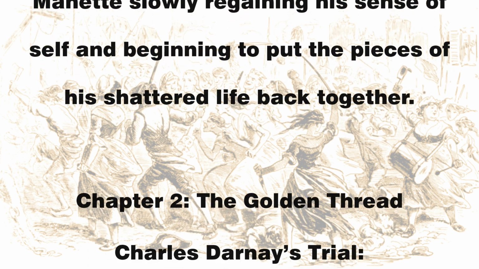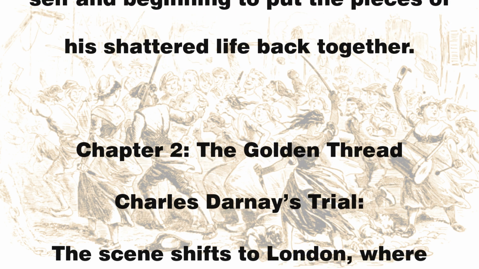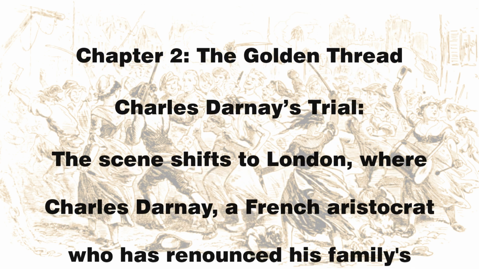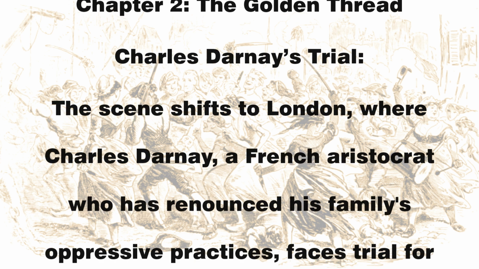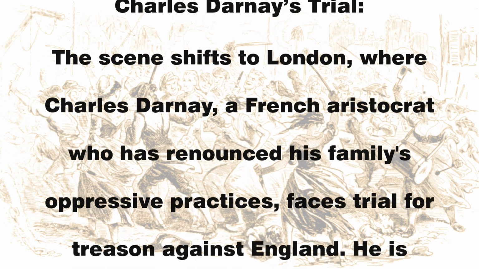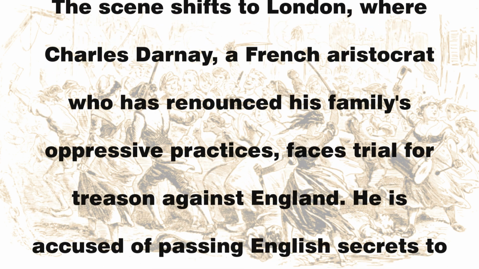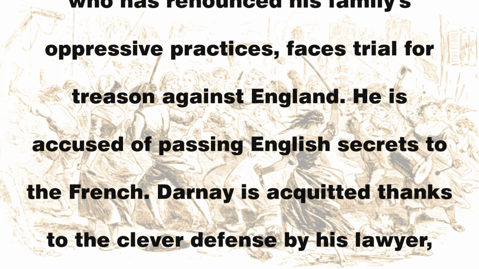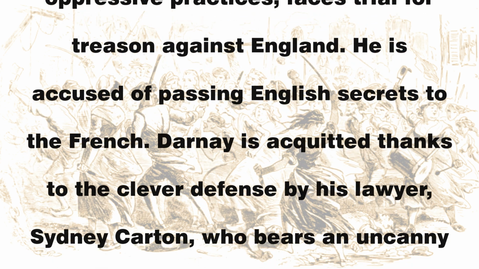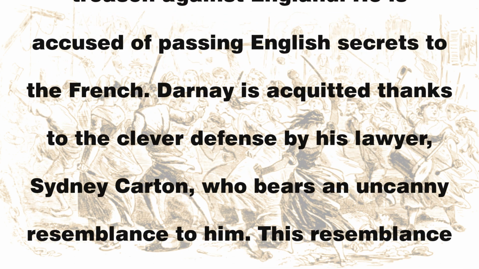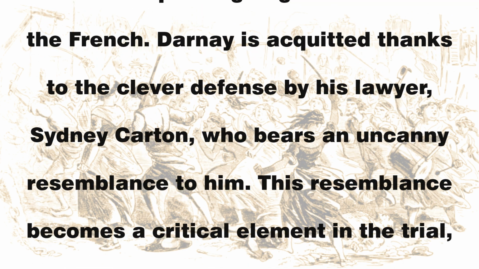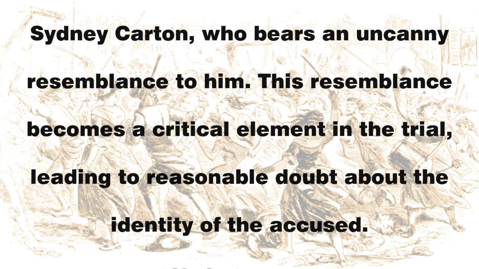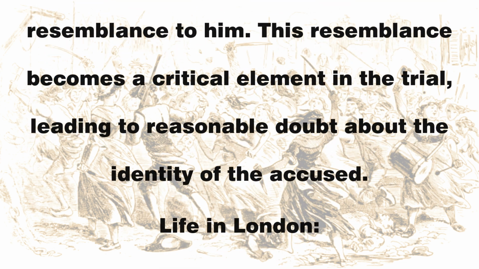Chapter 2, The Golden Thread. Charles Darnay's trial. The scene shifts to London, where Charles Darnay, a French aristocrat who has renounced his family's oppressive practices, faces trial for treason against England. He is accused of passing English secrets to the French. Darnay is acquitted thanks to the clever defense by his lawyer, Sydney Carton, who bears an uncanny resemblance to him. This resemblance becomes a critical element in the trial, leading to reasonable doubt about the identity of the accused.